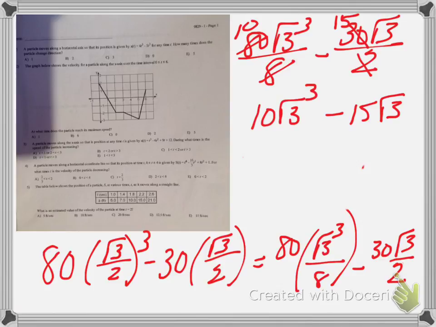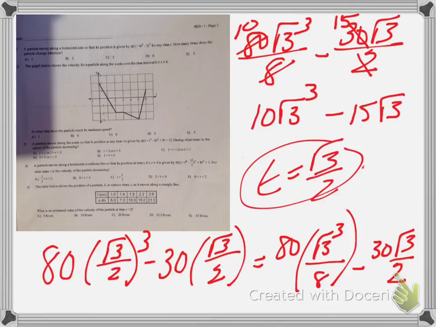Okay, there's no way that this is going to equal 0. So therefore, the particle did stop and change direction at t equals, what did we say, radical 3 over 2. And the question is saying how many times? So the answer would be A, 1 time. Okay, for question 2, that one we already did in class. So I'm going to go to number 3.